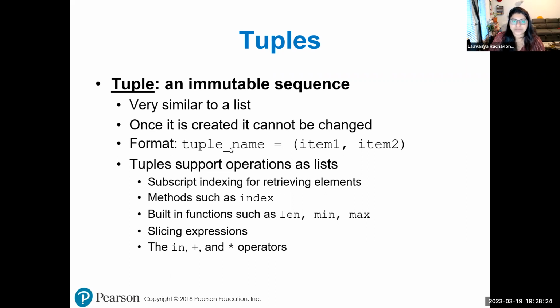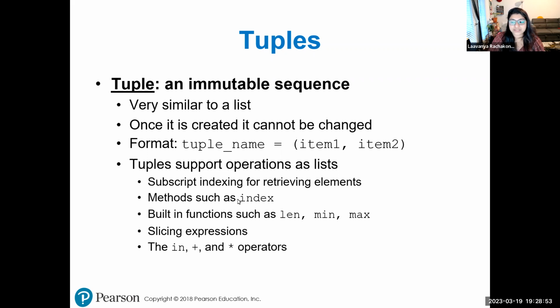So you'll have your variable, which is referenced to a tuple, is equal to regular parentheses, item 1, comma, item 2, and so on and so forth. Tuples support some of the same operations as lists as well. Subscript indexing for retrieving elements is also the same: index, square bracket, and then your element name, which will result in the position of your element.